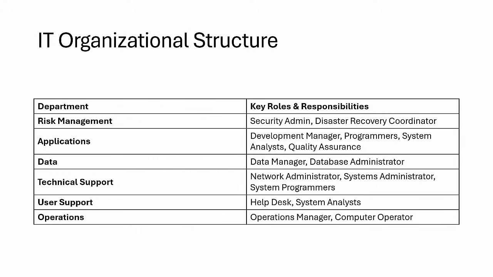Now, there will be some questions on the IT organization structure. So we have departments like risk management, application, data, technical support, user support, and operations. Risk management includes the security admin and disaster recovery coordinators. Application has development managers, programmers, system analysts, quality assurance. Data has the data manager and database administrator. Technical has the network administrator, system administrator, and system programmer. User support has the help desk, system analyst, and all that. And operations has the operations manager, computer operators, and all that. That is part of the function.